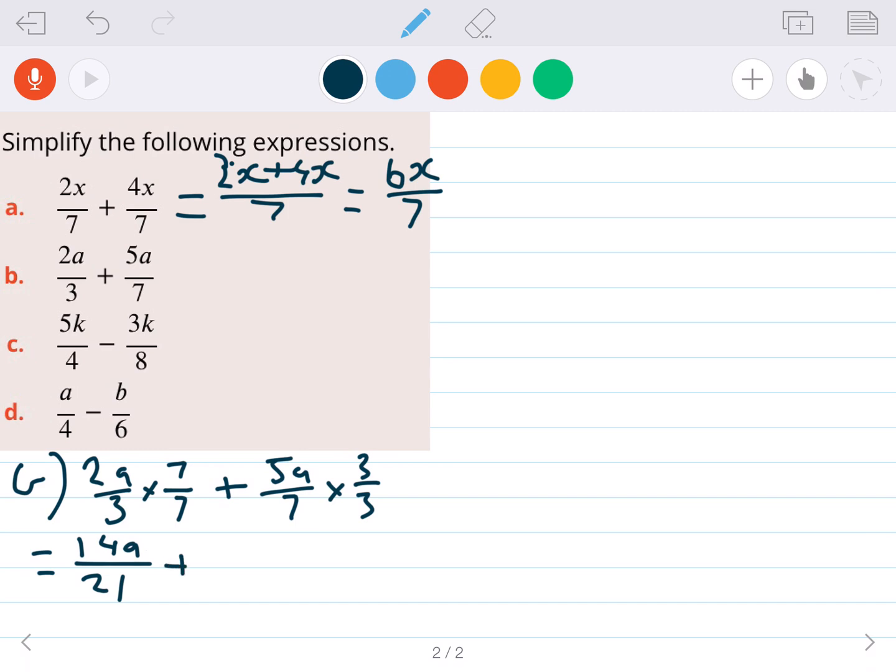Now we have 5a over 7 times 3. We have 5a over 7, so 5a times 3 is 15a, and 7 times 3 is 21. Now we have the same common denominators, we can plus them together. So these are like terms, 14a and 15a, so it's just 14 plus 15, which is 29a over 21. So that's how you go about doing those ones.